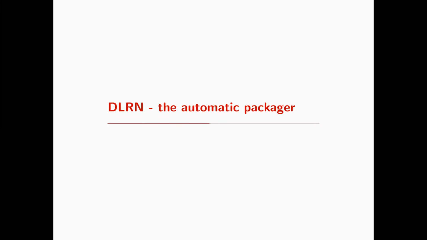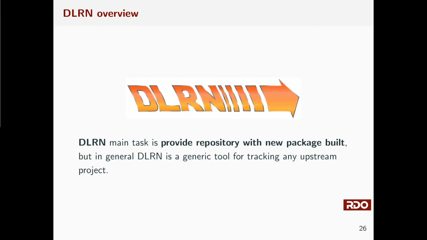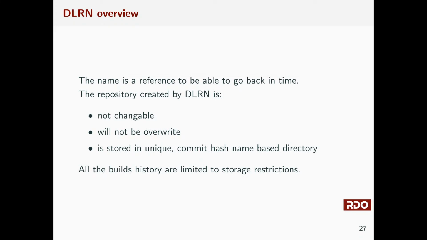Here I want to take a little break from the journey and say a word about our main RDO tool, which makes the continuous deployment possible. The tool is named DeLorean. Its main task is to provide a repository with a new package build, but in general, DeLorean is a generic tool for tracking any upstream project. It could be used in your project. The name is a reference to being able to go back in time.